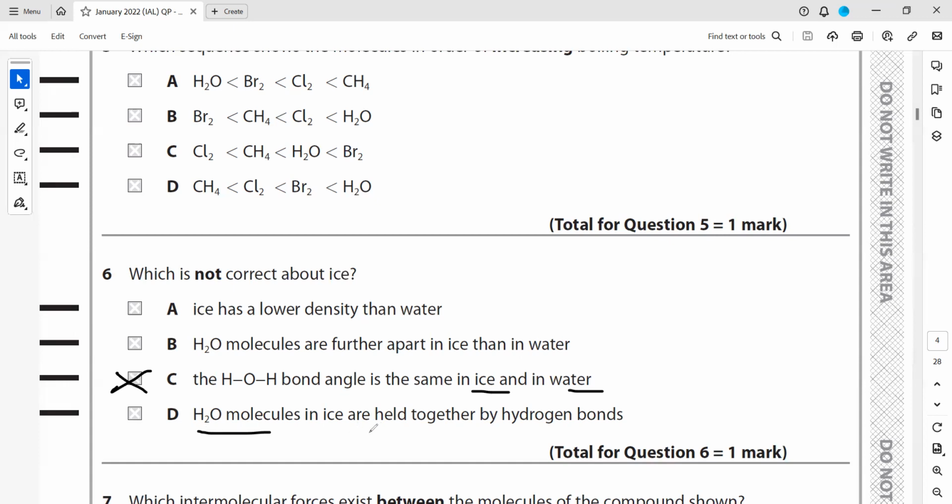And H2O molecules in ice are held together by hydrogen bonds. Hydrogen bond is there because when hydrogen is bonded with oxygen, there's always a hydrogen bond. If they had the same bond angles, it means the structure or geometry of the molecule is the same. As a result, they should have the same density as well.